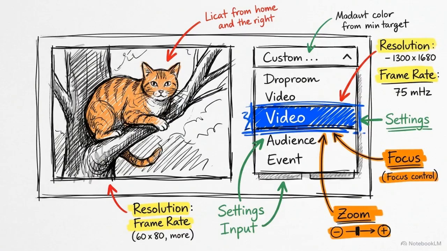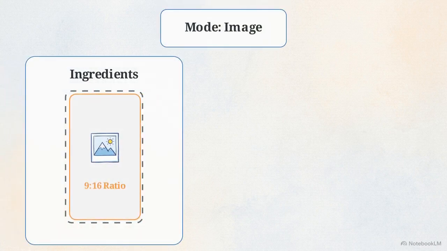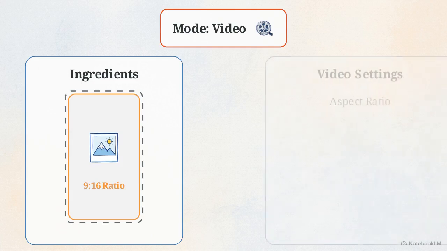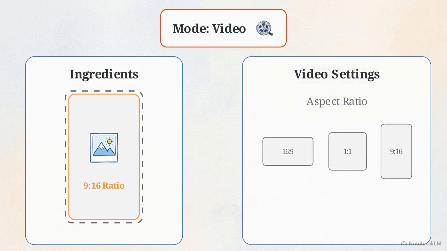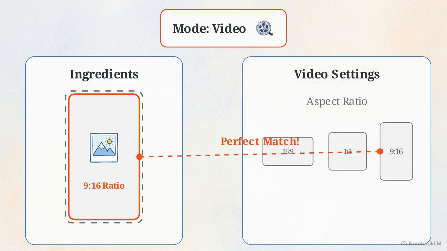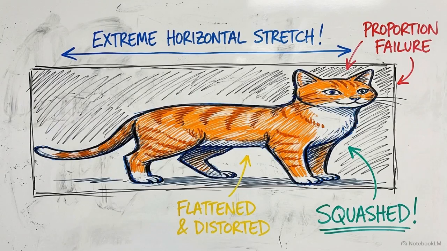With the visual foundation approved, we move to motion. Add your finalized cat image as a reference ingredient again, and switch the main menu dropdown from image to video. You must set the video aspect ratio to exactly match the 9:16 ratio of your reference ingredient. If these numbers differ, Flow will stretch and distort your output.